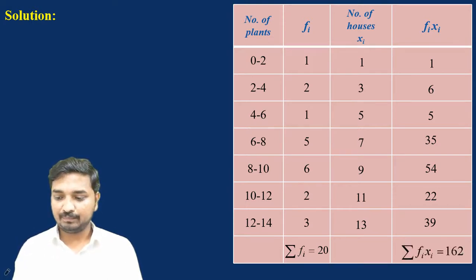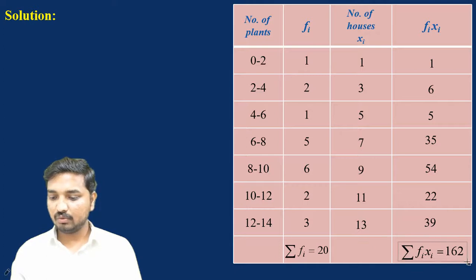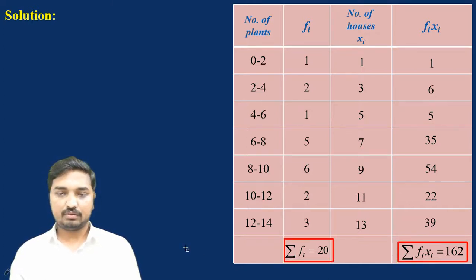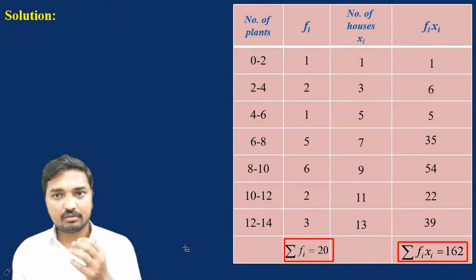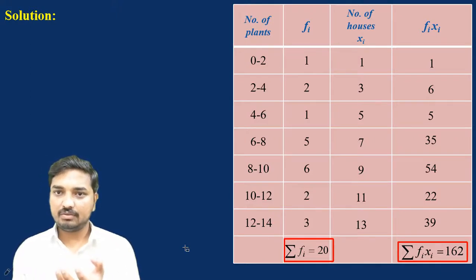You can verify, 162. So the sum of the last column is equal to 162. Now summation fi is already ready, it is 20, and summation fi xi is equal to 162, and summation fi is equal to 20. So what is remaining? Just writing the formula, substitution, simplification, then you will get the mean number of plants per house.